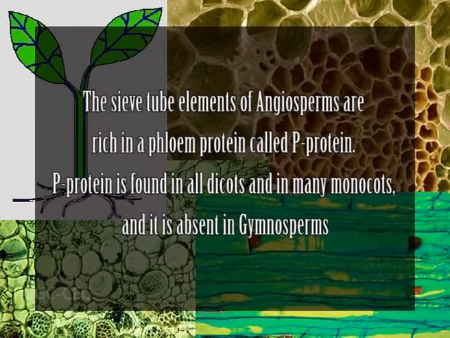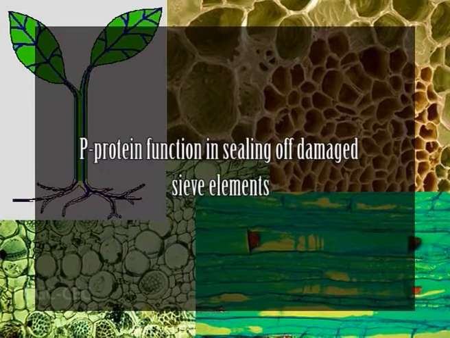The sieve tube elements of most angiosperms are rich in phloem proteins called P proteins. P protein is found in all dicots and in many monocots, but it is absent in gymnosperms. It occurs in different forms depending on the species and maturity of a cell. P protein appears to function in sealing of damaged sieve elements by plugging up the sieve plate pores.